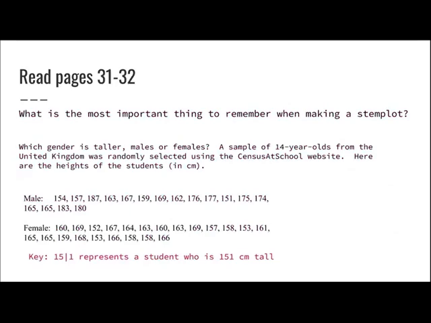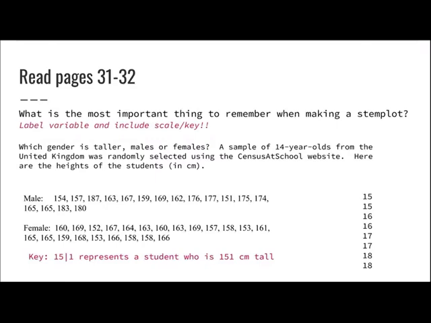All right, so what is the most important thing to remember when making a stem plot? You want to label variables and include your scale and key. So here I have a little example. Which gender is taller, males or females? A sample of 14-year-olds from the United Kingdom was randomly selected using the Census at School website. Here are the heights of the students in centimeters.